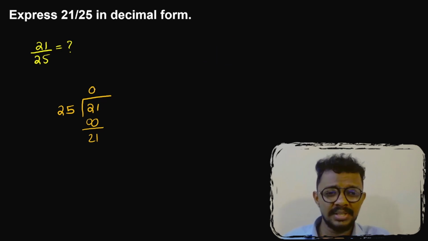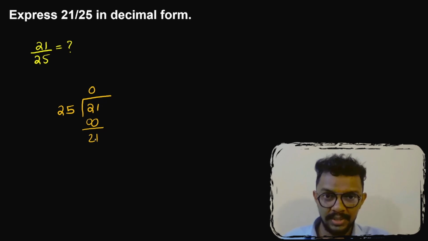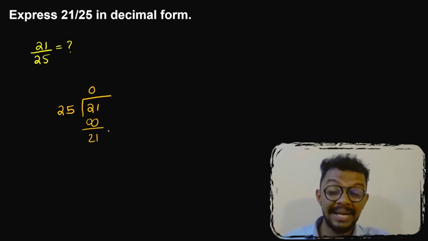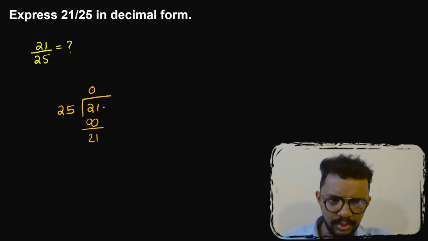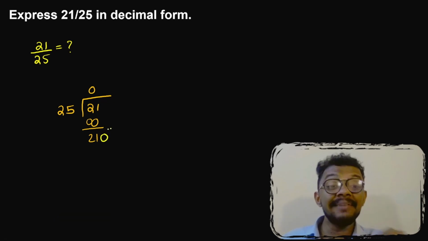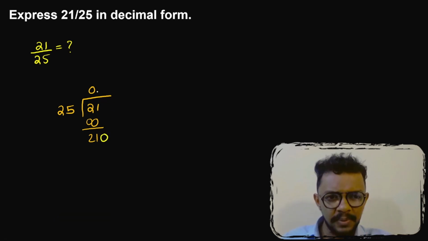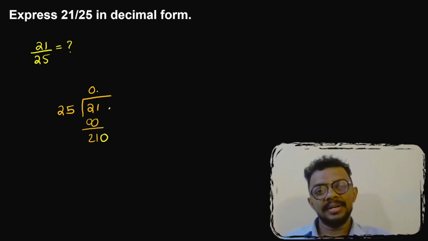In 21, how many 25s are there? 0. 0 into 25, 0. The difference is 21. Now I will bring down the next number, but I don't have any next number. And when it comes to decimal expansion, remainders are not taken. So what I will do, I will add an extra 0. Whenever I'm giving an extra zero on this spot, give a decimal in the answer.